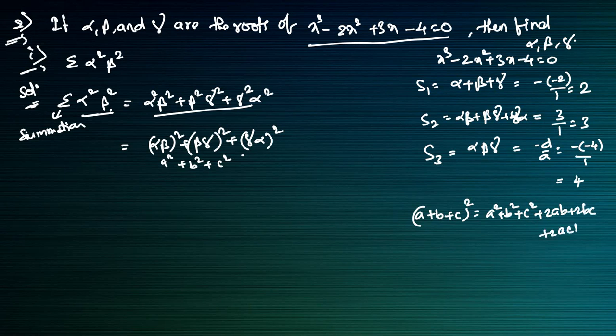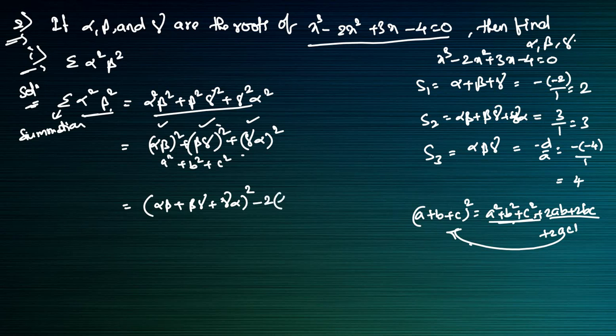So from this, we have a square, b square and c square. Now the 2ab, 2bc, 2ca terms we will bring to this side, so it will become (alpha beta plus beta gamma plus gamma alpha) whole square minus 2 into, so alpha beta, beta gamma and gamma alpha will come here. Here a means alpha beta, and b means beta gamma.